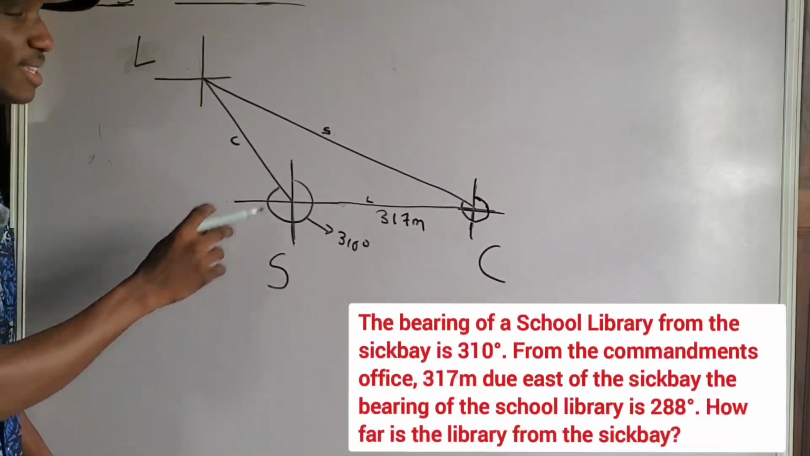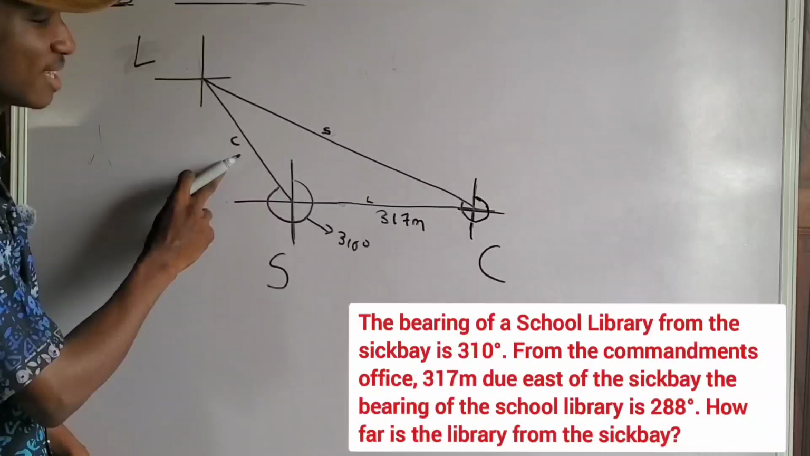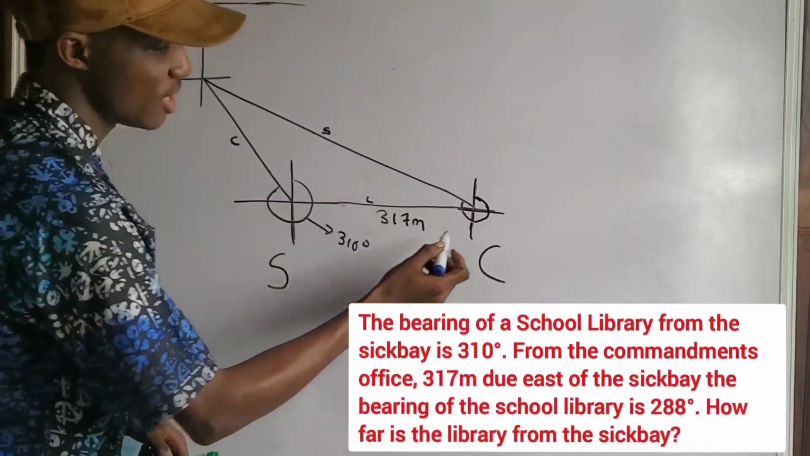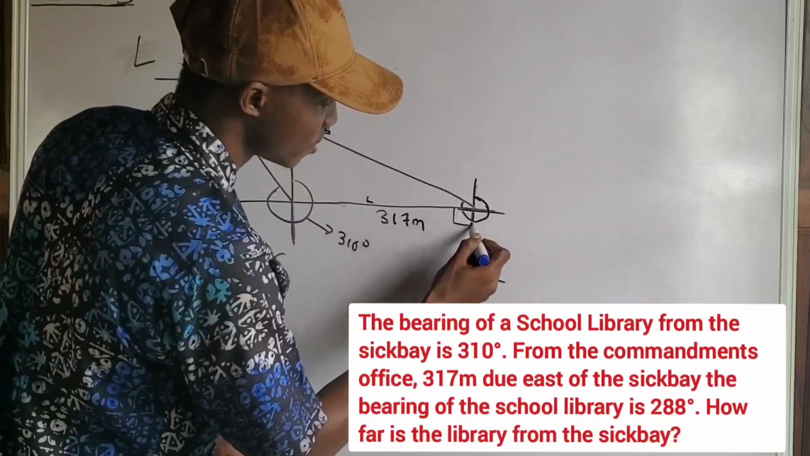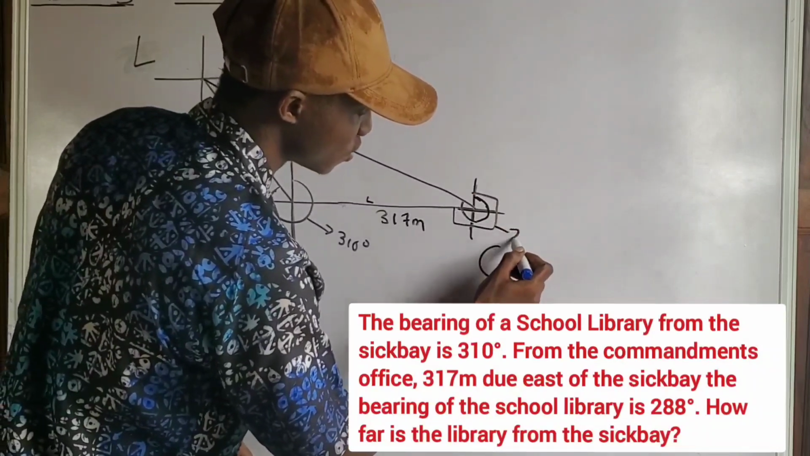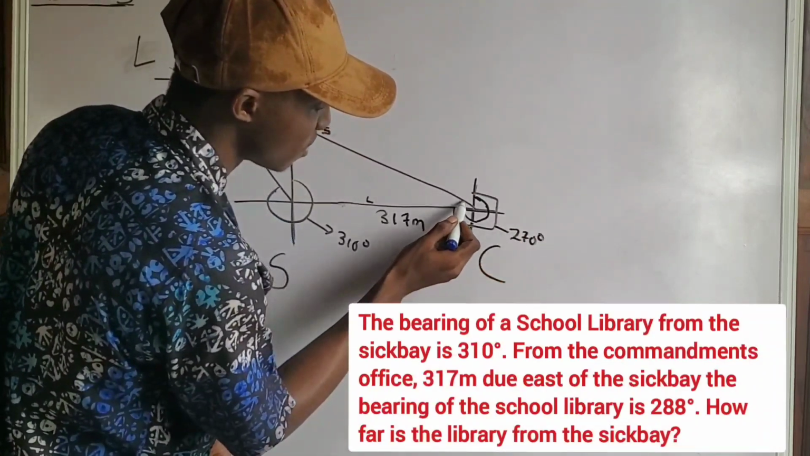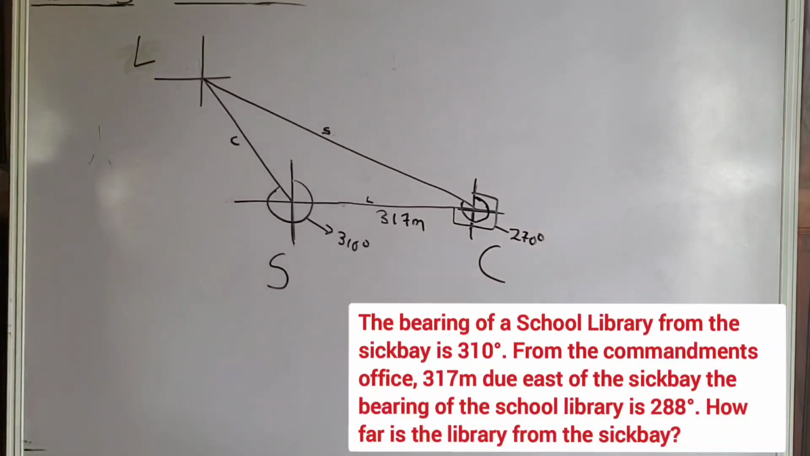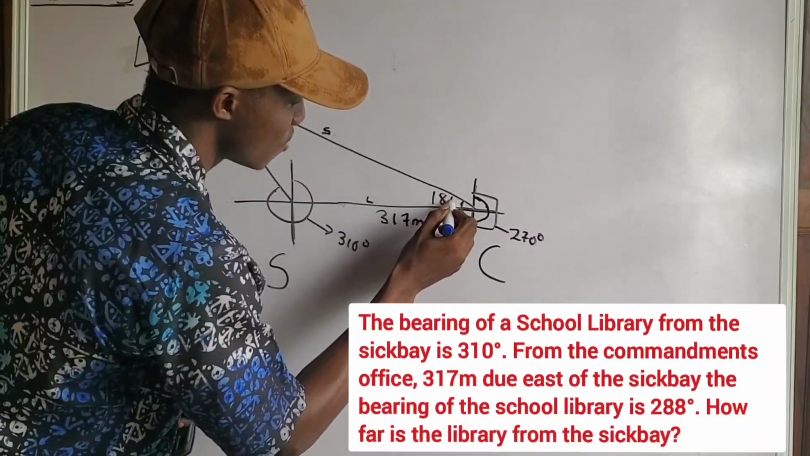To get this distance, let us first determine the angle that we have here. You know that from this point to this point is 270, right? So if I want to get the smallest angle that is here, I'm going to subtract 270 degrees from 288, right? So 288 minus 270 is 18 degrees. So here will be 18 degrees.